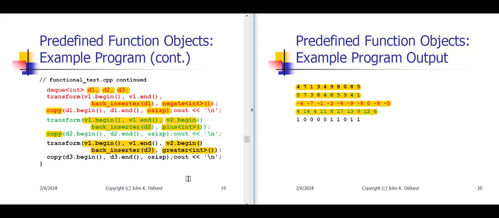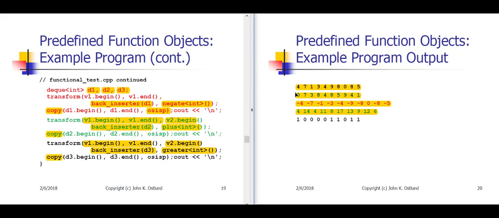Now what greater int is going to do is to compare the current value coming from v1 with its corresponding value from v2 to see whether the value from v1 is greater than the value from v2. If so, that will produce a true, but if we store true into a deque of ints, it's going to store as a 1. Likewise, a false is going to store as a 0. So let's see what's happening here in the output from this black copy algorithm.